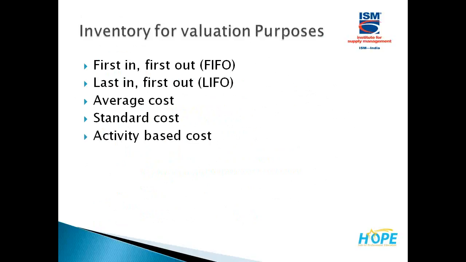Activity based costing is where, step by step, whatever activity we are doing, we accumulate the cost in all the activities, and then we do the costing of the inventory.